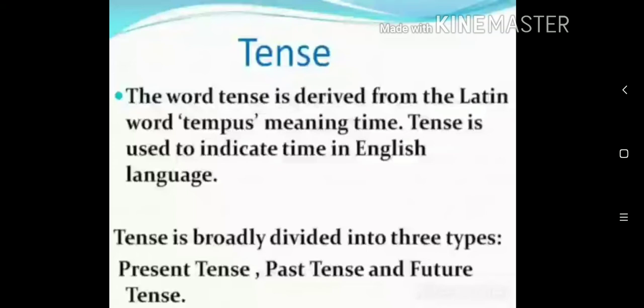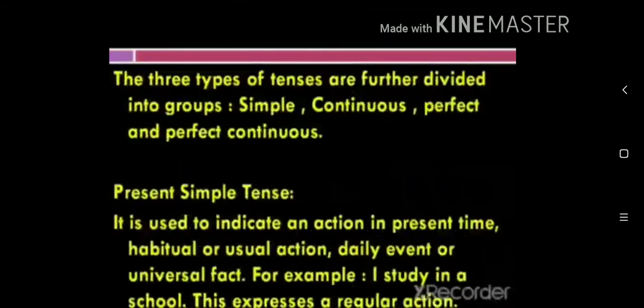Tense is broadly divided into three types: present tense, past tense, and future tense. The three types of tenses are further divided into groups: simple, continuous, perfect, and perfect continuous.